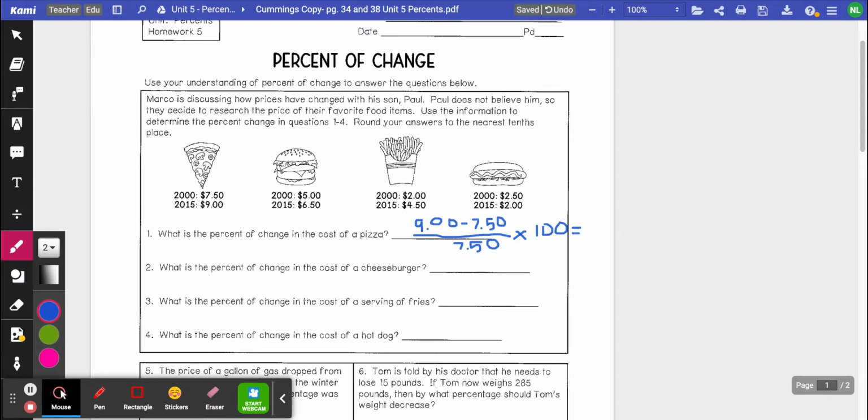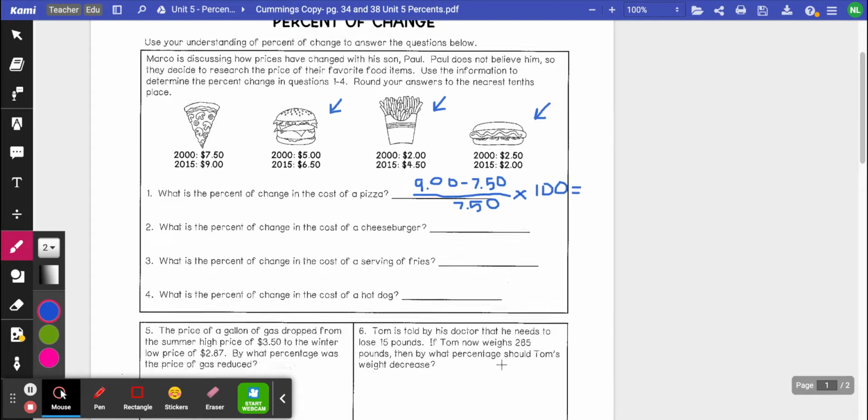So then you're going to do that again. What is the percent of change in the cost of a cheeseburger? Then what is the percent of change in the cost of a serving of French fries? And then the percent of change in the cost of a hot dog. Hot dog is a little bit different because it actually gets cheaper, right? So 2000 it was $2.50, and 2015 it's $2. So what's the change? That would just be 50 cents divided by $2.50 times 100. So make sure you do that one. And then remember, all your answers have to be times by 100.